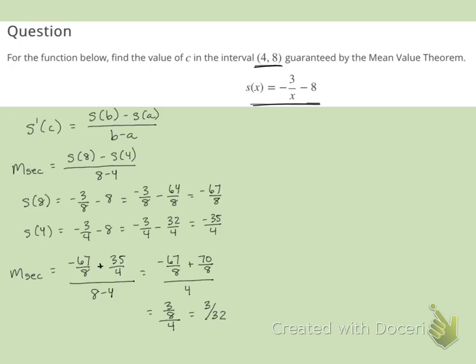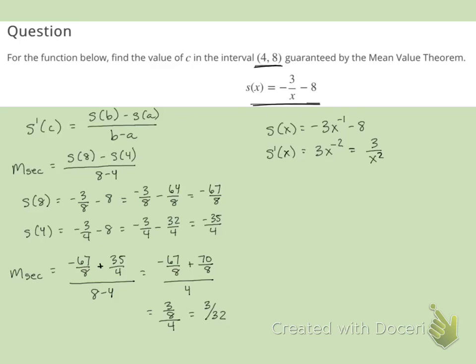So we want to find now the derivative. So first I'm going to rewrite this s of x as negative 3x to the negative 1 minus 8, so I can use the power rule. And then s prime of x will be a positive 3x, so I drop down that negative 1, decrease it by 1, and we will have the derivative is 3 over x squared.